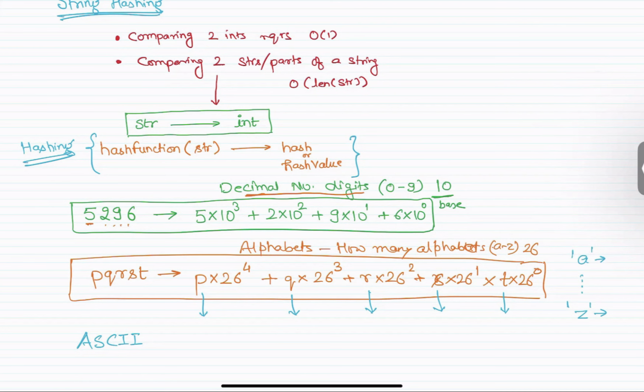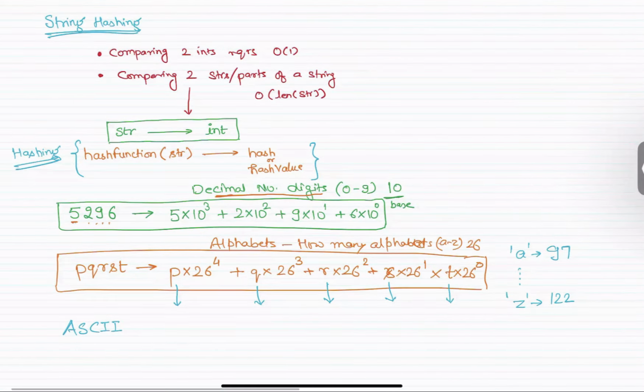97. 97. And small z is 122. Now tell me, what is the ASCII value of P? 112. 112, that is right.